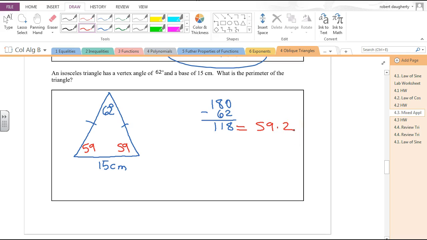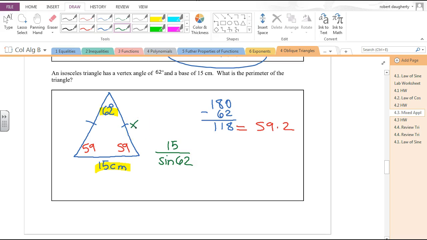Now we can use what? Law of sines, because you know an angle and you know an opposite side. To find the perimeter of that triangle, I basically have to find what the other side is. So with the law of sines, in this case, 15 divided by the sine of what? 62.